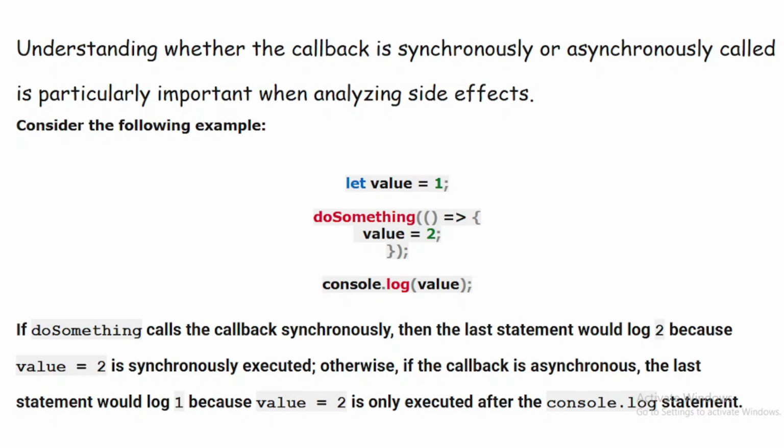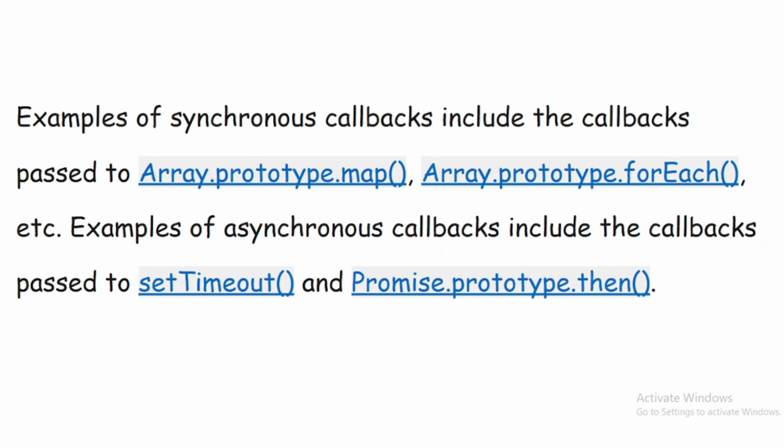So examples of synchronous callbacks include the callbacks passed to Array.prototype.map, Array.prototype.forEach, etc. Examples of asynchronous callbacks include the callbacks passed to setTimeout and Promise.prototype.then.